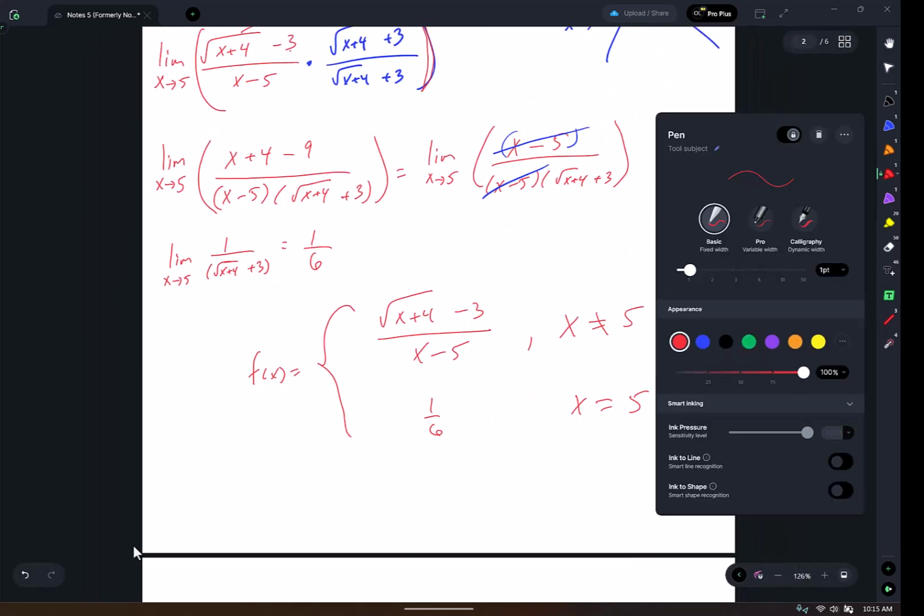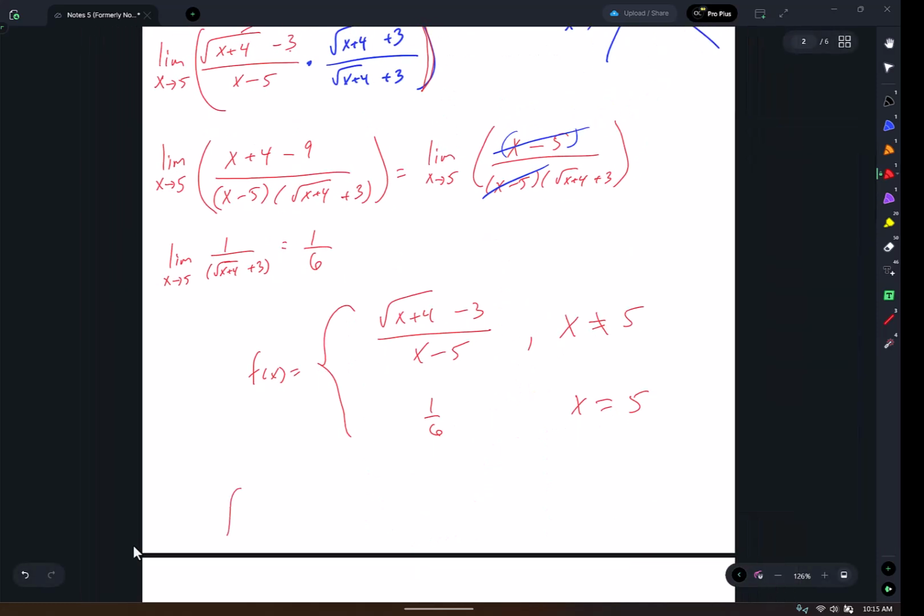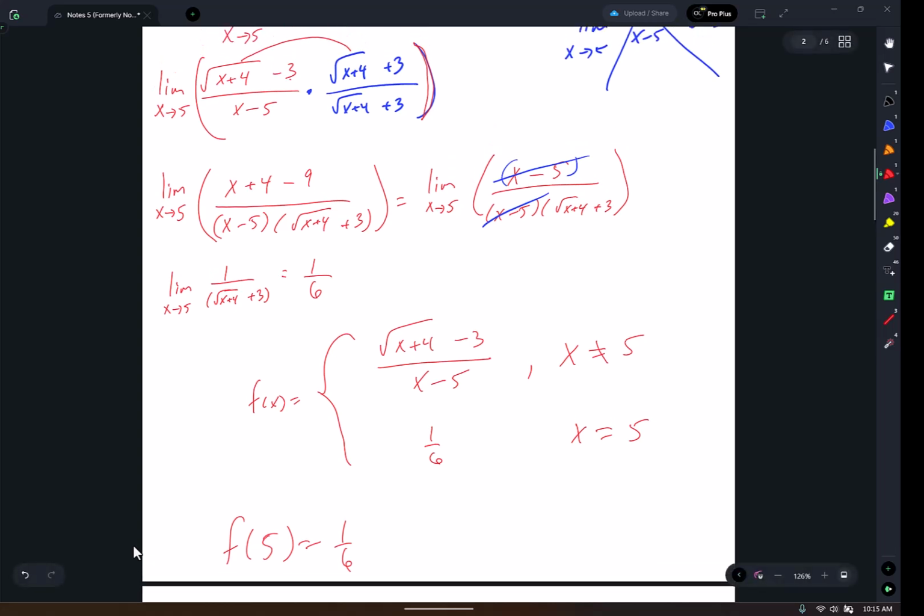I think UH has it written like this, guys. It says f of 5 equals 1/6. That's the same thing. When x is 5, what's the output? 1/6. Cool. Now do we use the piecewise function to do what we did in the last problem? No, you're done. You're done.